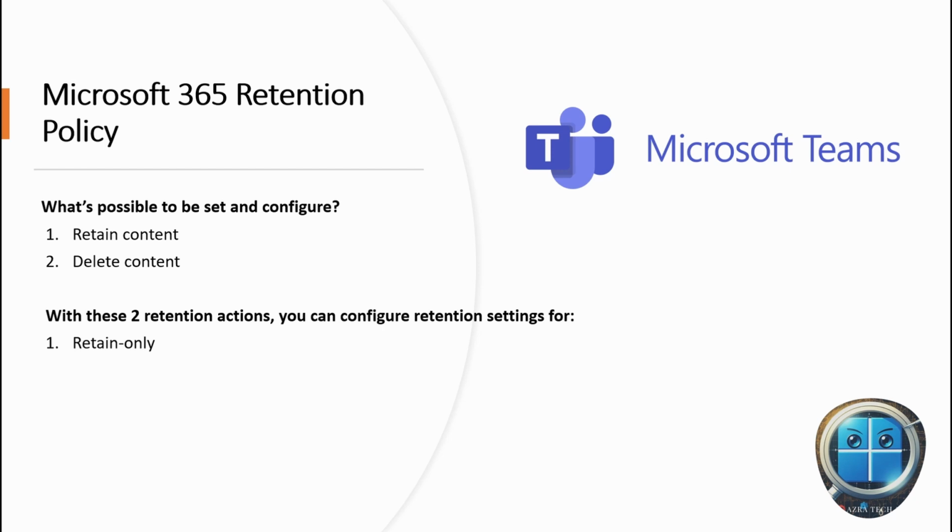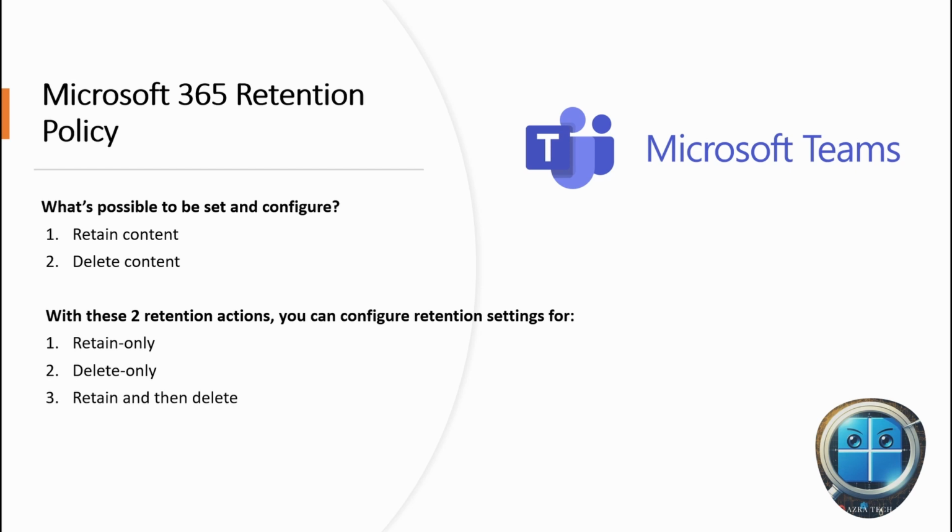So a policy you can create is just retain only, meaning retain my Teams messages for 2 years, and after 2 years do nothing. So it says retain only. Or you can say after 2 years delete my Teams chat. So up to 2 years it doesn't do anything. Once it hits the 2 years mark, it will delete the message. So this is a delete only policy.